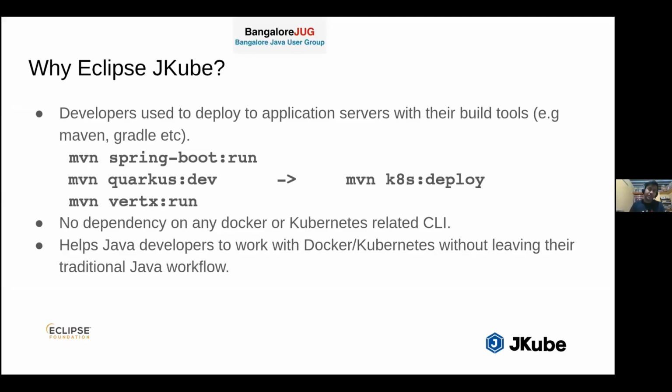The second point is that JKube right now relies on Docker and Kubernetes REST APIs to do most of its work.